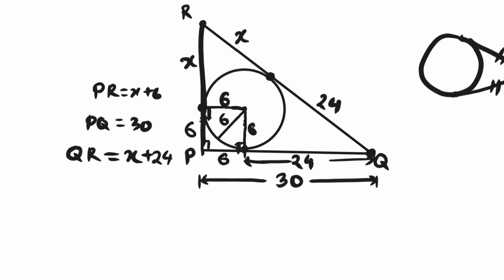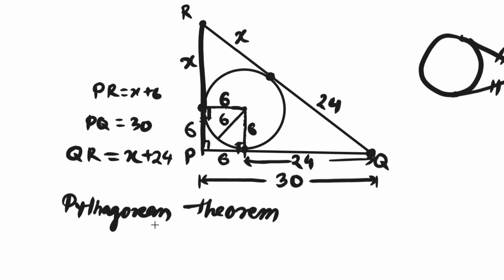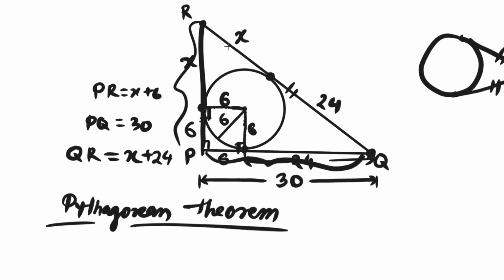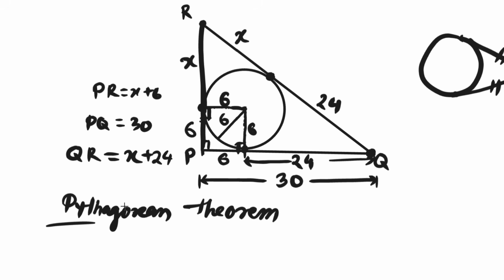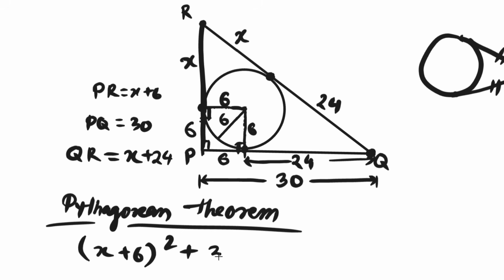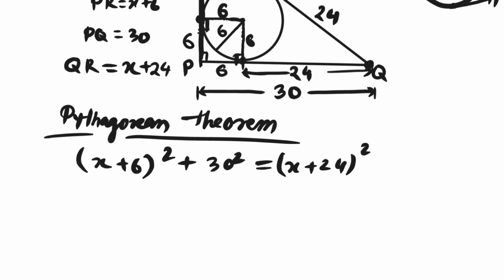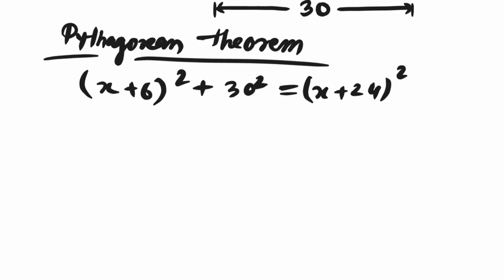Now we have a right triangle, so this is the perfect moment to use the Pythagorean theorem. Remember, the Pythagorean theorem says that for a right triangle, the square of one leg plus the square of the other leg equals the square of the hypotenuse. So we write (X plus 6) squared plus 30 squared equals (X plus 24) squared. Let's work through this carefully.